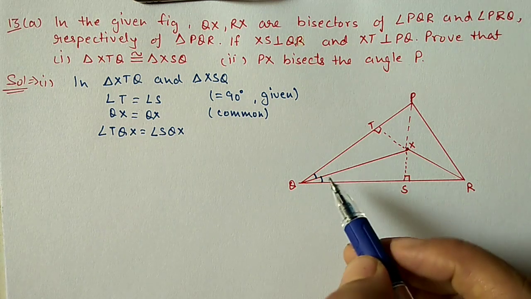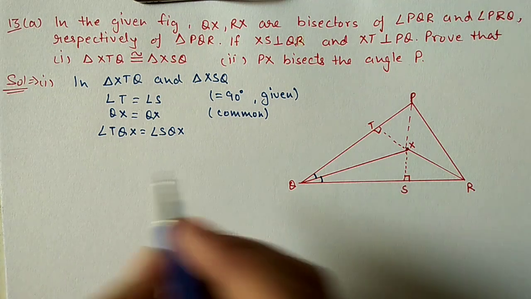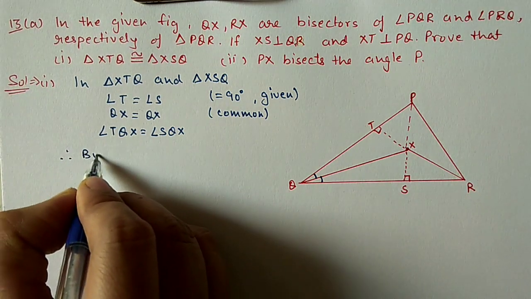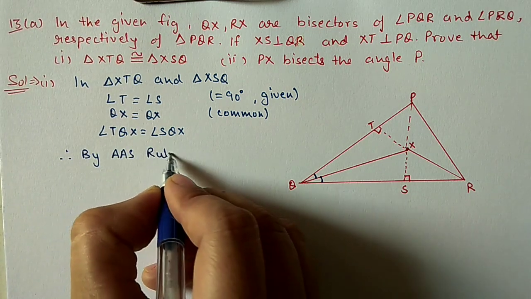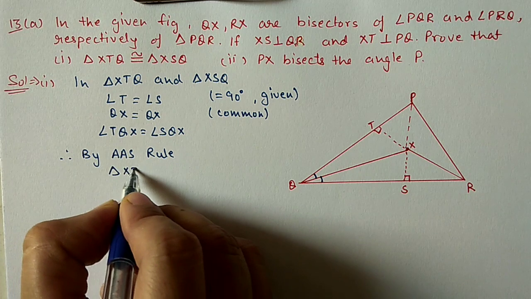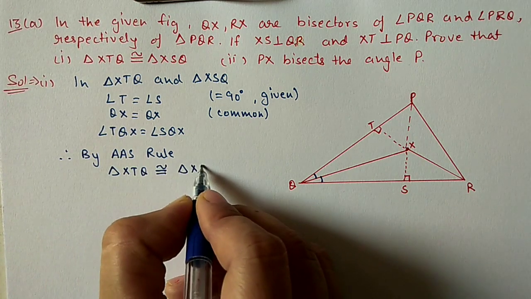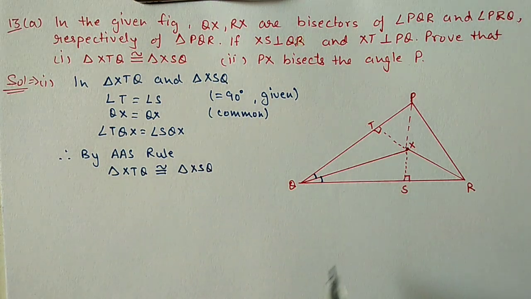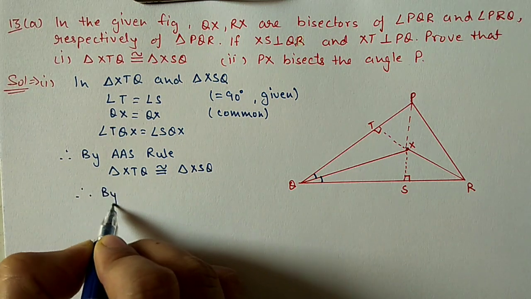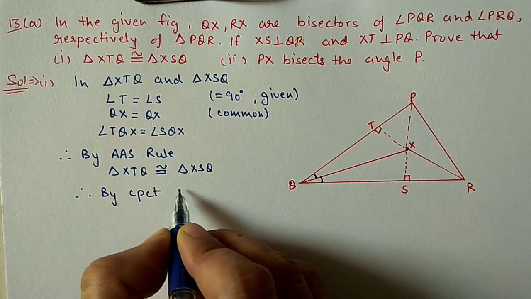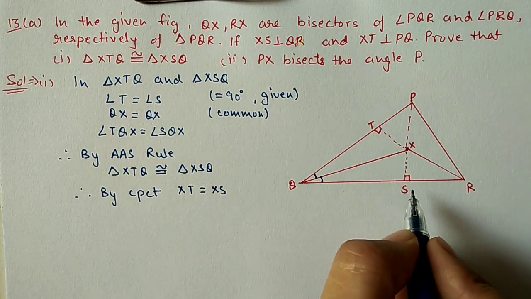So here we have compared one angle, then one more angle and one side. So we can say therefore by angle side rule, triangle XTQ is congruent to triangle XSQ. These two triangles are congruent to each other. So therefore by CPCT we can say XT is equal to XS. These two sides are equal.